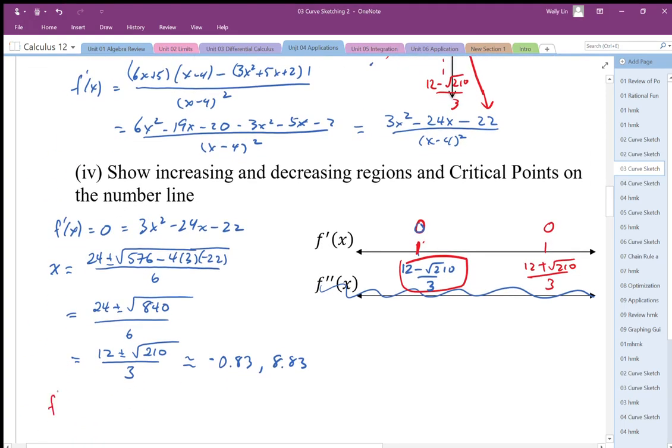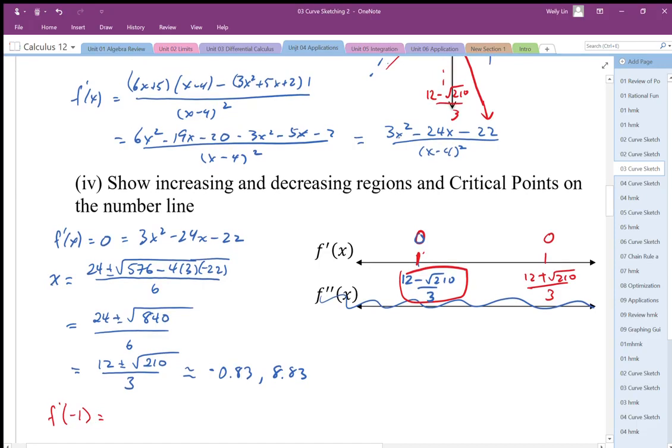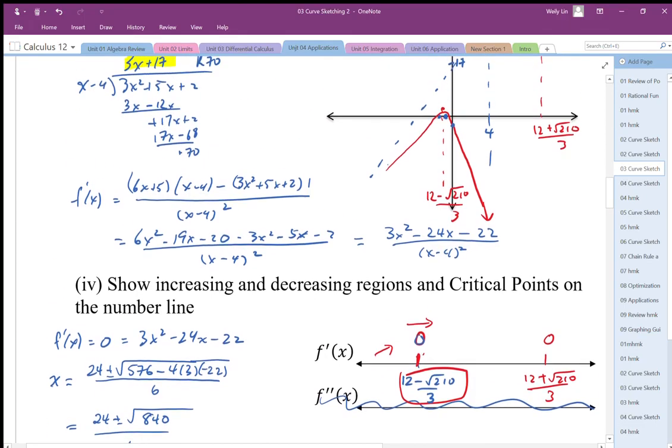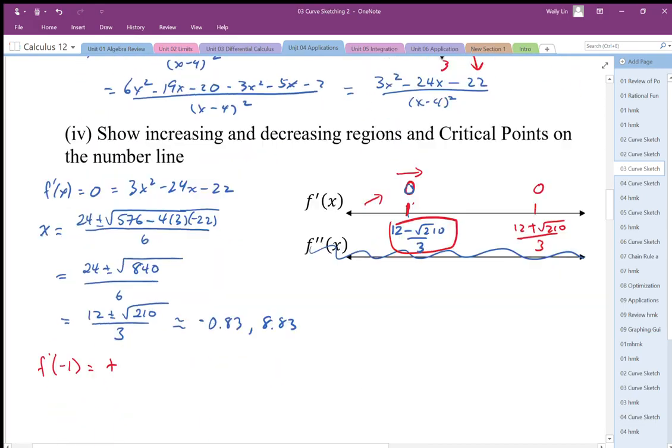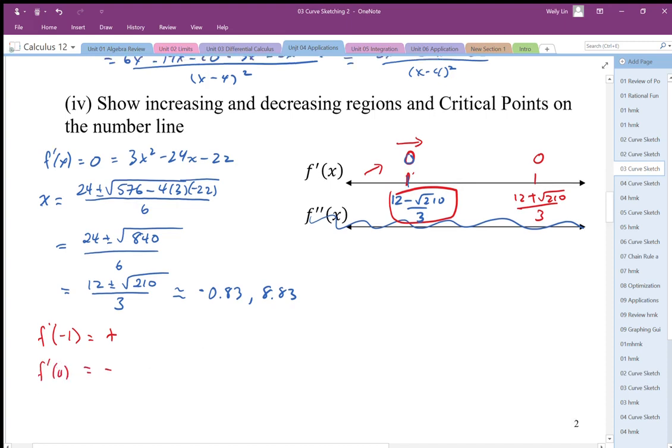So if I do f prime of, I want to choose some number, maybe -1. If I plug my -1 into here, I get 3 plus, what's that going to be? 3 plus 24 minus 22. That's positive. So there's my positive slope, 0 slope, and we can see that, yeah, that's positive 0. If I plug in my slope at 0, it's going to be negative. So I know it's going to be there.